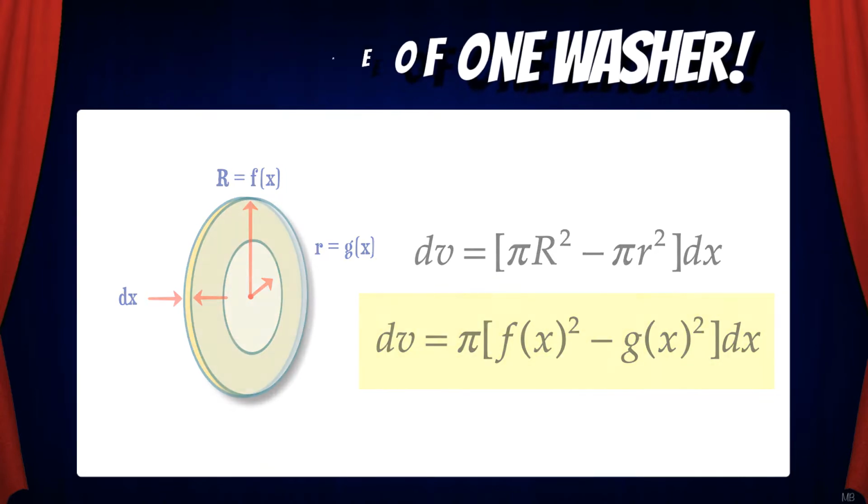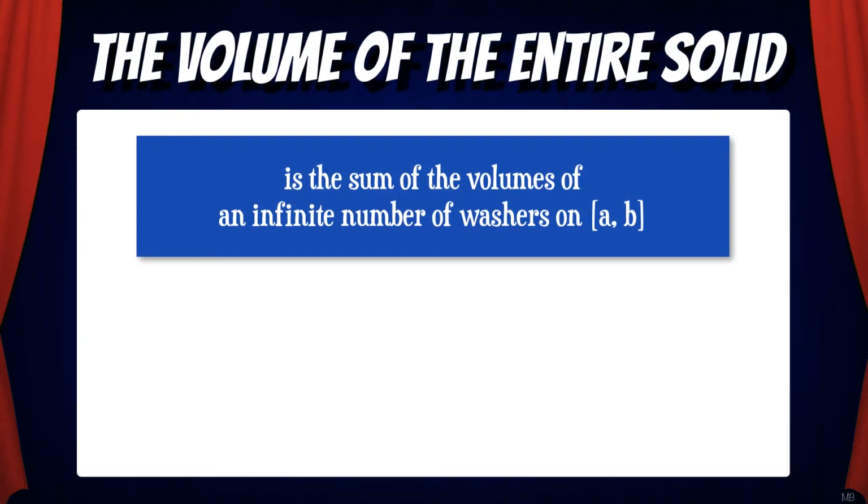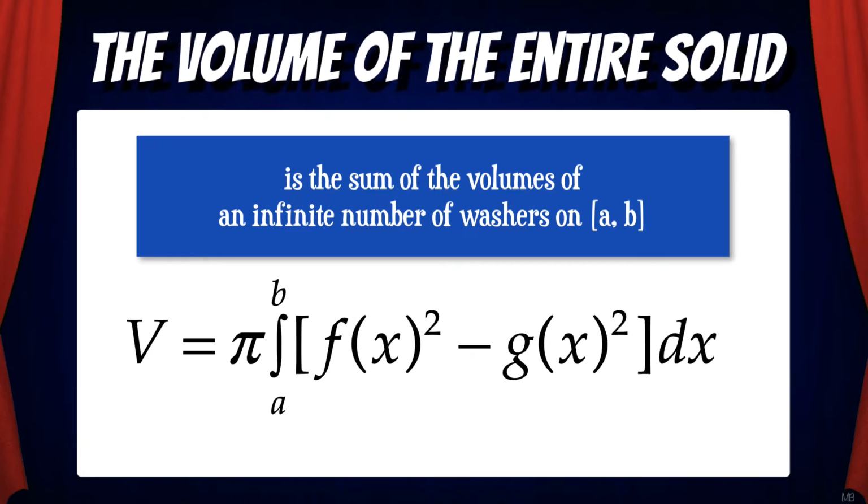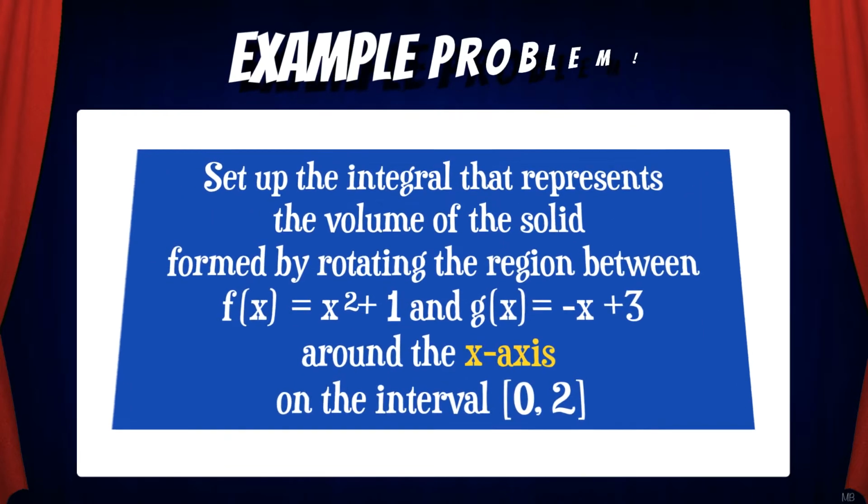Now the volume of the entire solid is the sum of the volumes of an infinite number of washers on the interval a, b. And we can use an integral to find this. V equals pi times the integral from a to b of f of x squared minus g of x squared dx. Let's do an example problem.